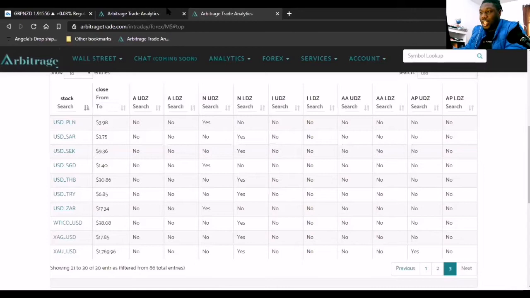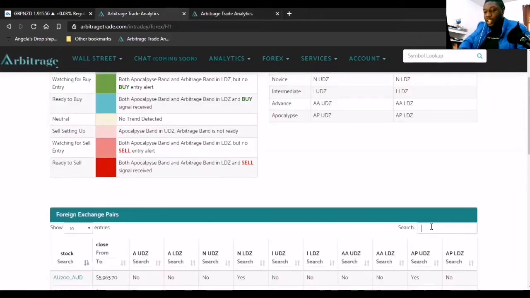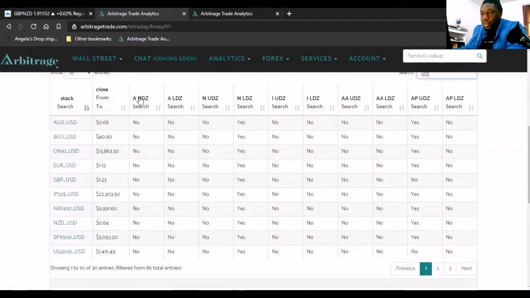Okay, then let's go on to the 1 hour time frame and look at the same thing. So USD. Instead of looking over here at the apocalypse, now we'll switch to the arbitrage and see if it matches up. So no. The GBP/USD upper danger zone, lower danger zone on the 1 hour time frame doesn't match up with the 5-minute, but we'll take a look at it regardless. So I'm going to put an X next to it.